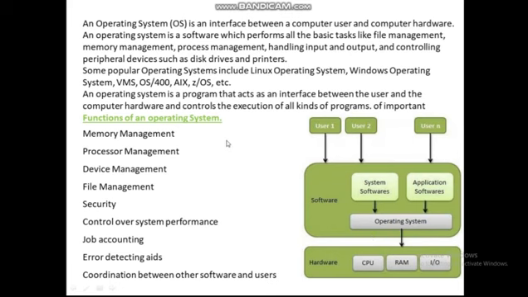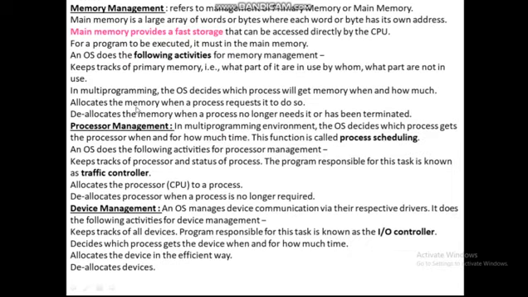The functions of the operating system include memory management, processor management, device management, etc. We have primary memory, or main memory, which is a large array of words, each with its own address. It is a fast storage and can be directly accessed by the CPU. For memory management, the operating system has to keep track of the primary memory, that is, which part is to be used by whom and which part should not be used. That is allocation and deallocation of memory.